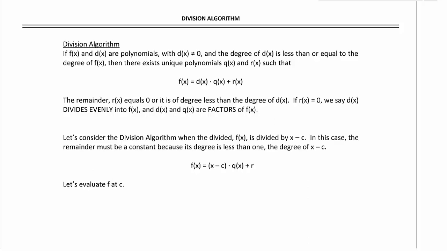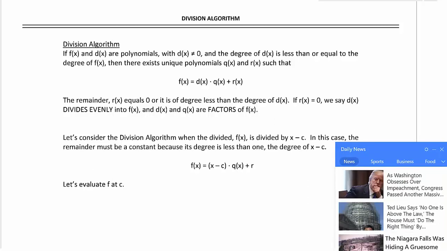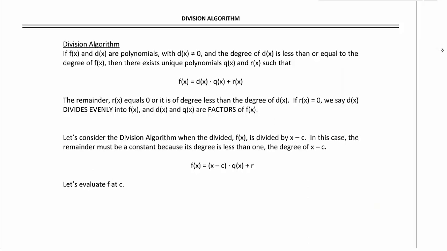The remainder r of x equals 0, or it is of degree less than the degree of d of x. If our remainder r of x is 0, we say d of x divides evenly into f of x, and d of x and q of x are factors of f of x.